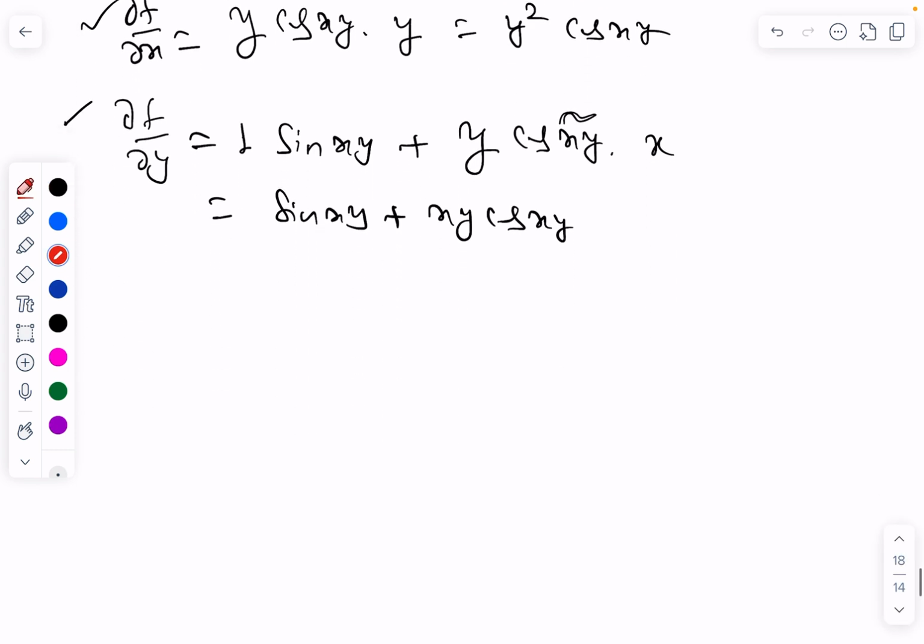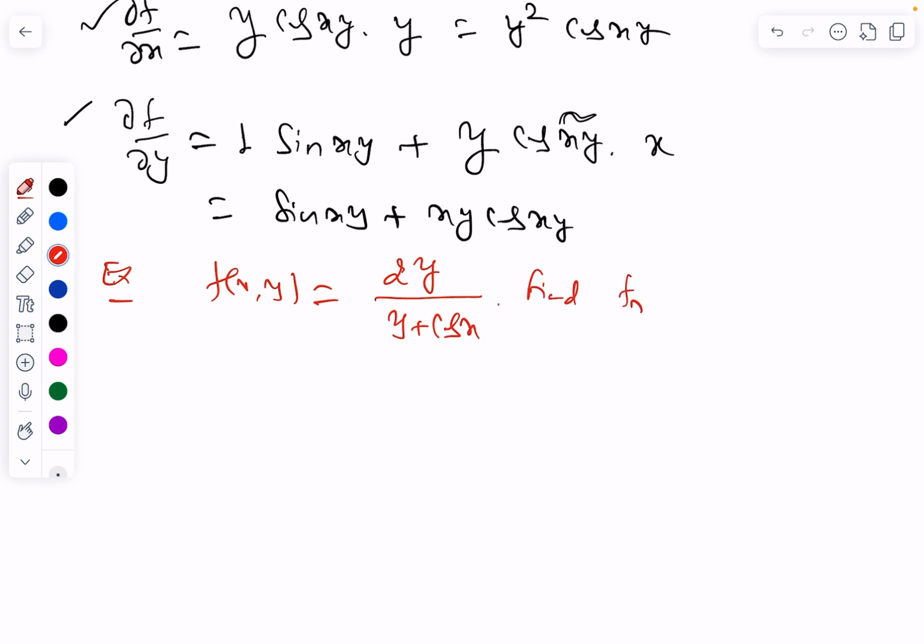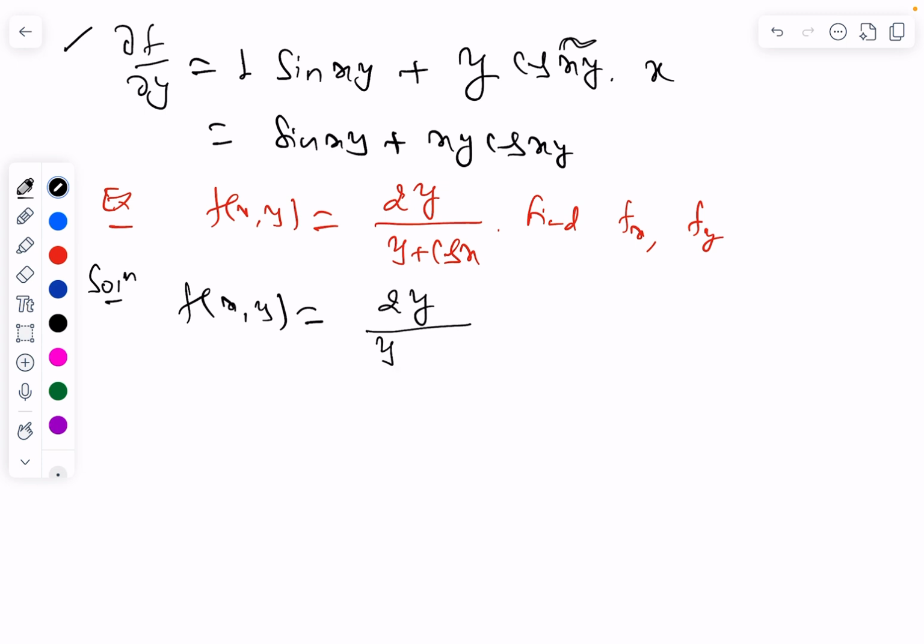Next, f of x,y equal to 2y over y plus cosine x. So find f_x, f_y. So f of x,y equal to 2y over y plus cosine x.